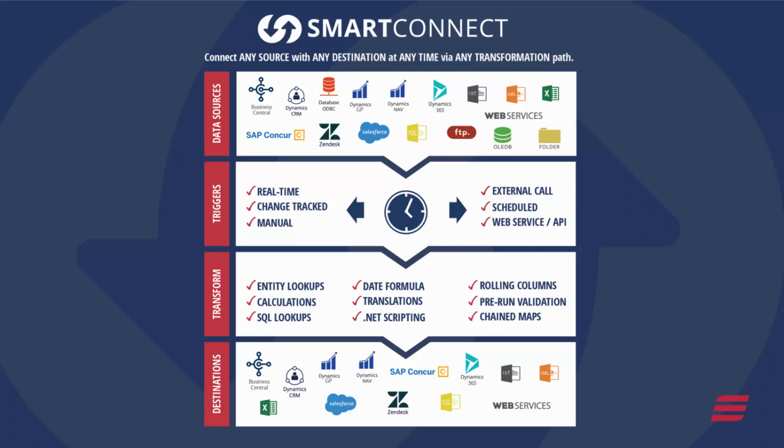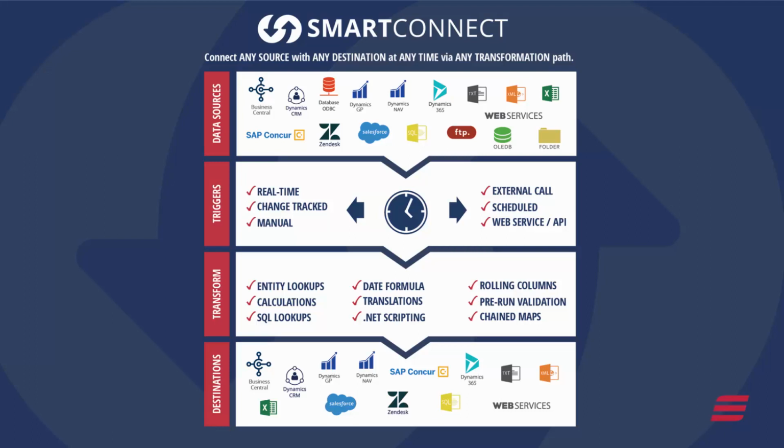Once you have your data source, then we move to that triggers box. That's just saying, when do we want that data to pass between our different systems? Do we want that data to flow real time for those mission critical processes? Do we want to only track the changes since the last time that integration ran? You can also manually run integrations from within SmartConnect, or we also have an Excel add-in that you can push a button and run those integrations from within Excel. You can also call web services or APIs, or even the SmartConnect web service, and you can also schedule integrations to run any time of the day.